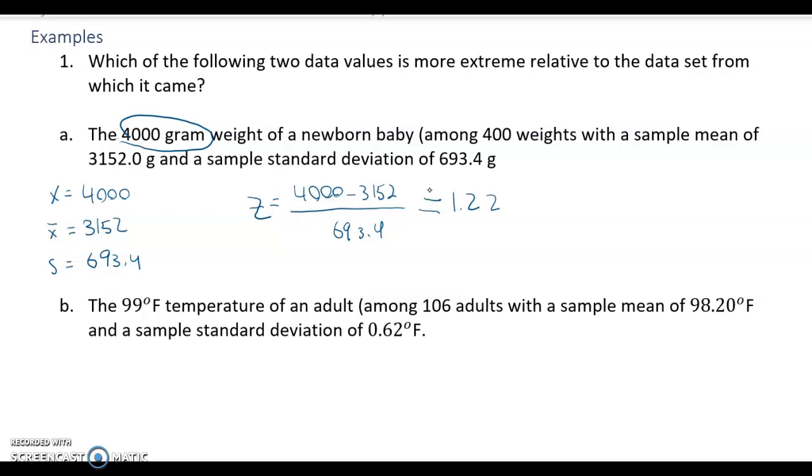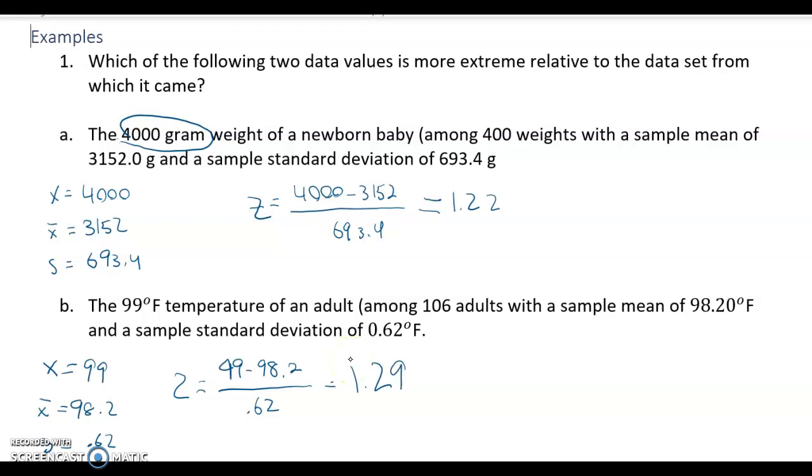The next part of the example says that a 99-degree temperature of an adult among 106 adults with a sample mean of 98.2 and a sample standard deviation, s, of 0.62. We want to determine the z-score associated with that. So we'll have z equals 99 minus 98.2 over 0.62. The z-score is 1.29 in this case.